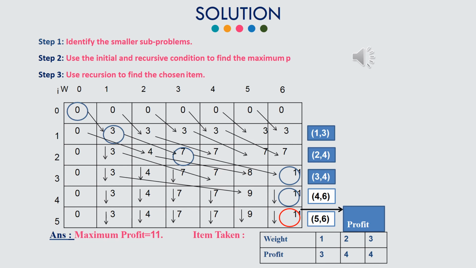Like that we will solve for all 5 items. Finally you get the maximum profit. In this problem the maximum profit is 11. This is the answer for this problem.